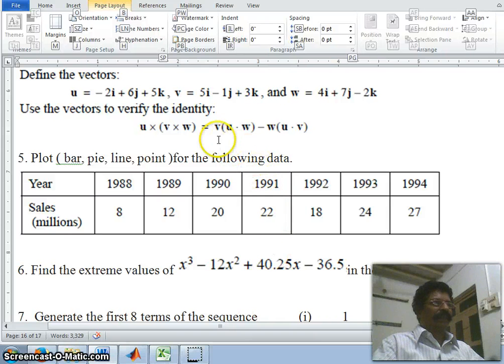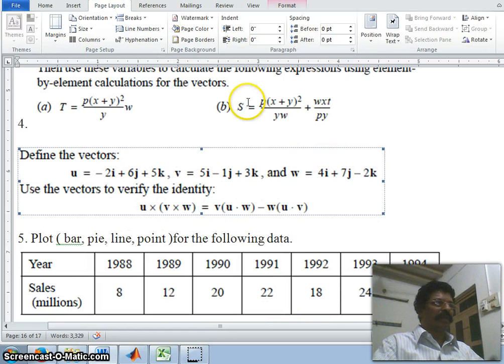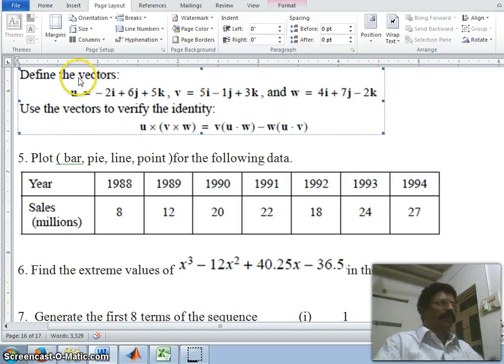Bismillah. Yes, this is the continuation of our previous lecture. We saw this problem. Now we shall continue this one.